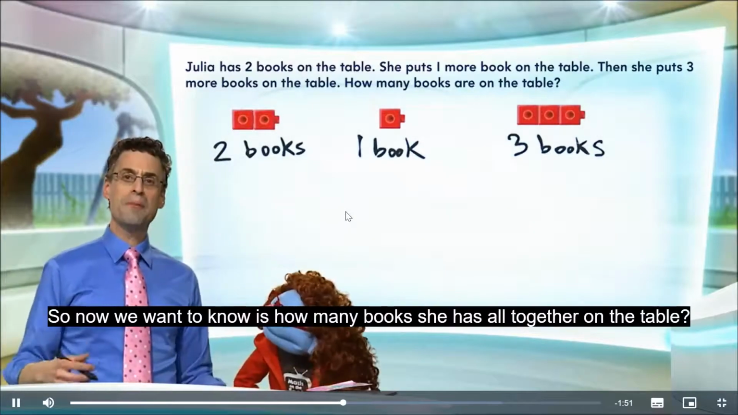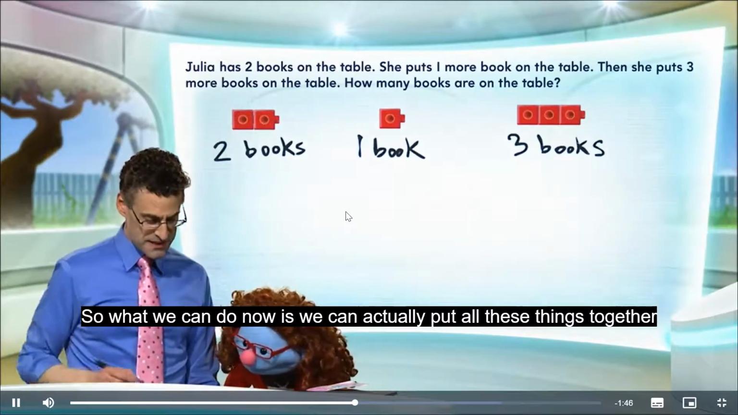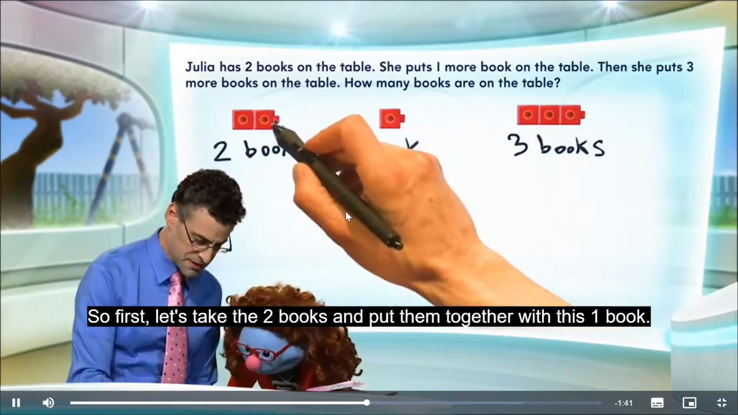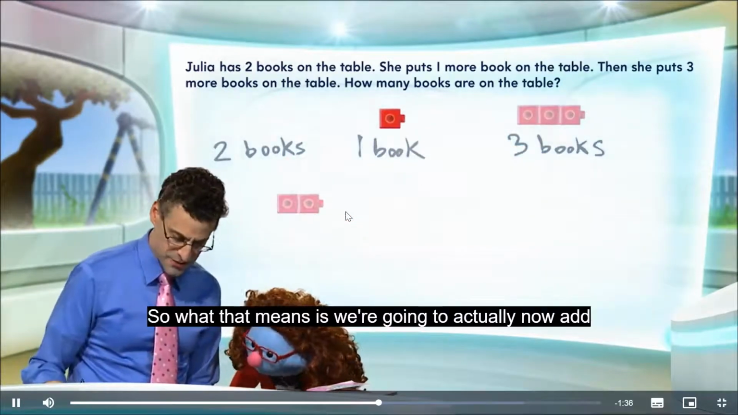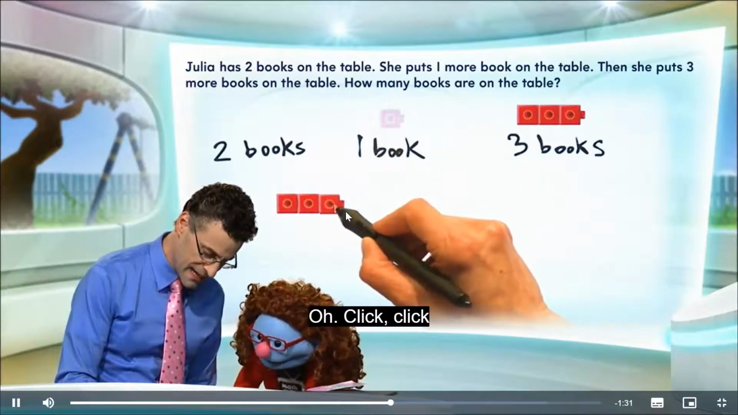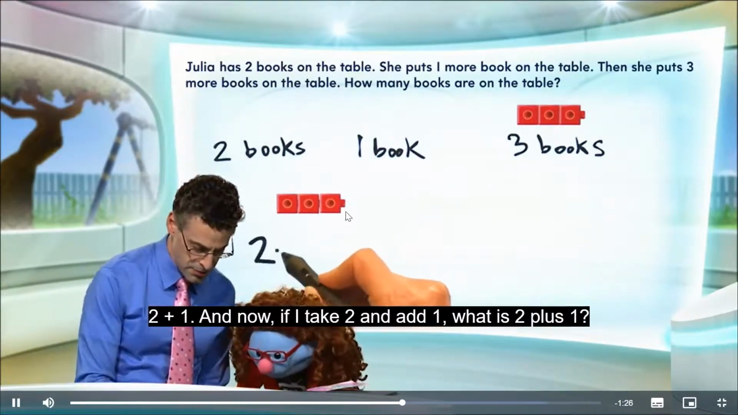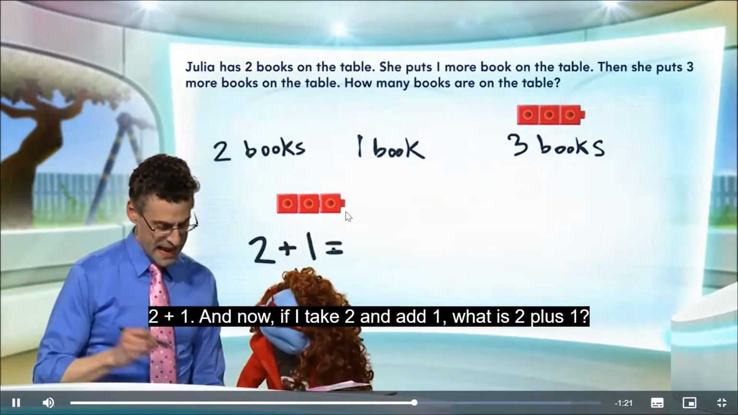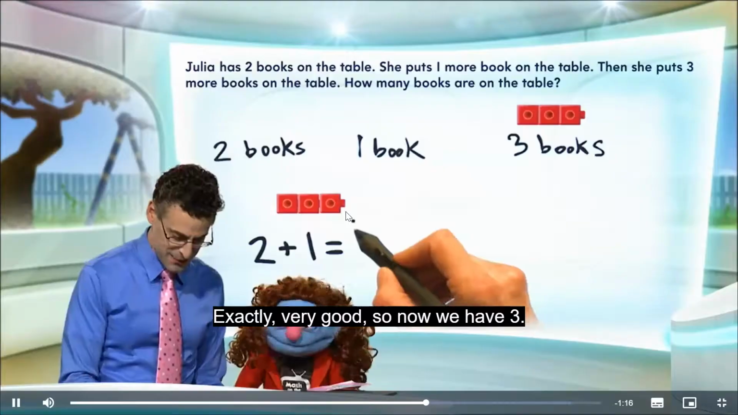So now what we want to know is how many books she has all together on the table. So what we can do now is put all these things together and see what happens. So first, let's take the 2 books and put them together with this 1 book. So what that means is we're going to add this one. Oh, look. And so the way we could write that is 2 plus 1. And now if I take 2 and add 1, what is 2 plus 1? It's 3. Exactly. Very good.